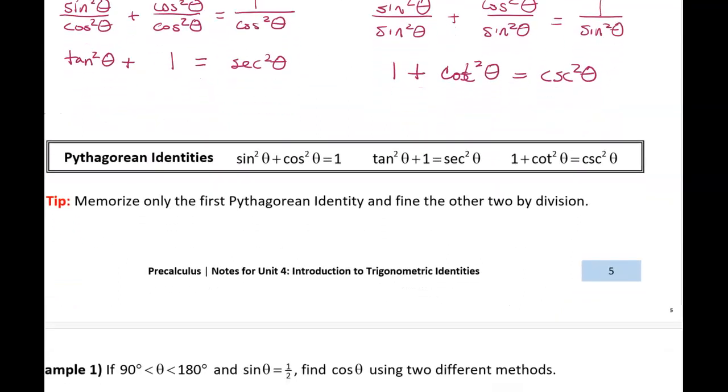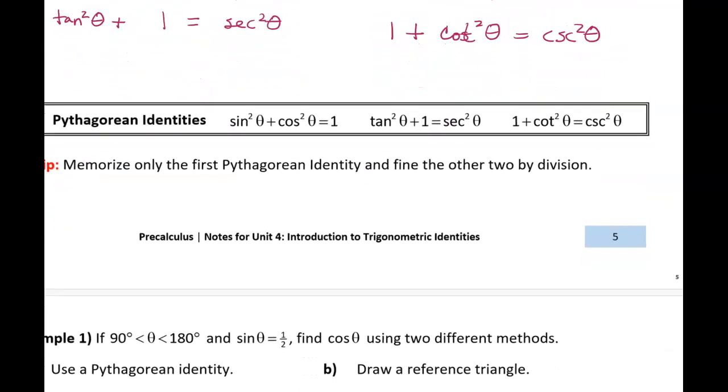This gives us 3 Pythagorean identities. My tip to you is that you should memorize this one. This is an easy one to memorize. And then derive the other 2 by dividing through by cosine squared or dividing through by sine squared.